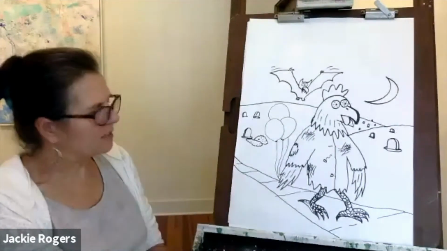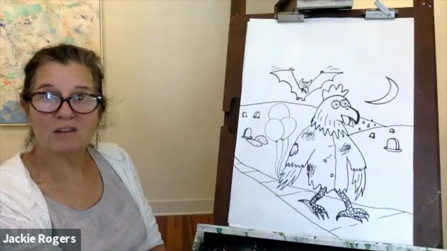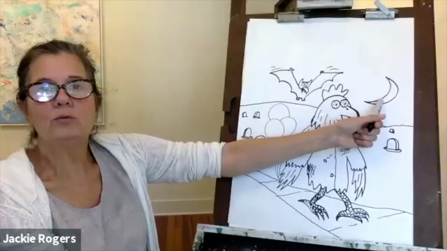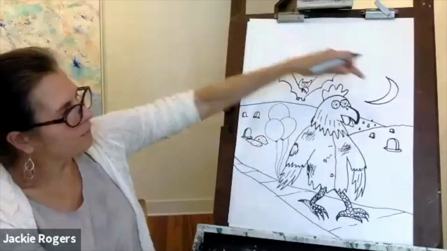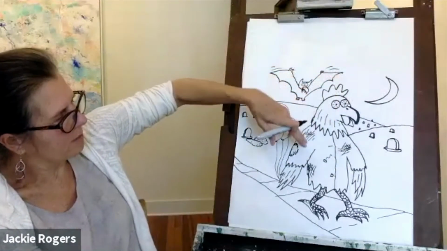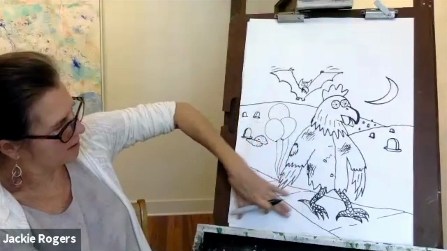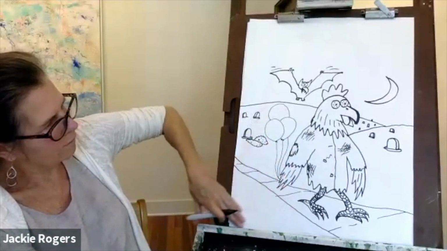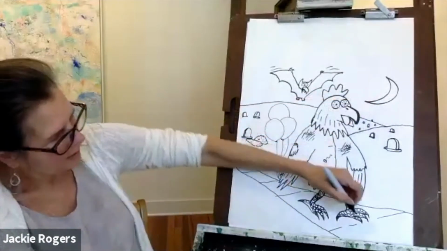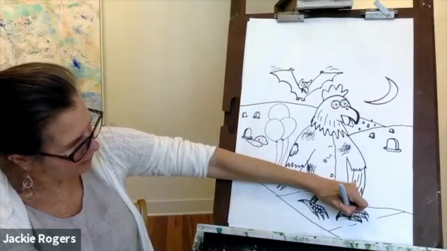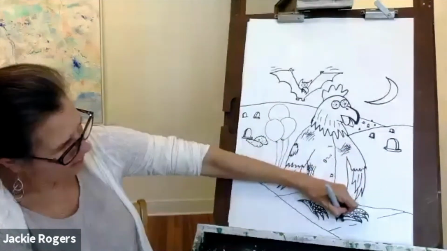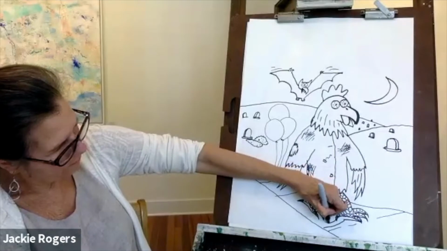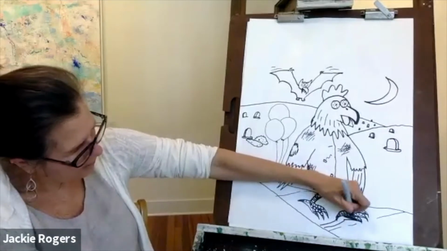So maybe we should make some shadows. Okay, so we've got a light source here. Our moon is our light source. So if the moon was shining on our zombie chicken, it would cast a shadow that would come away this way. So you follow the light source. So I would make my shadow like this, and then I have the leg come up. And you can color that all in.